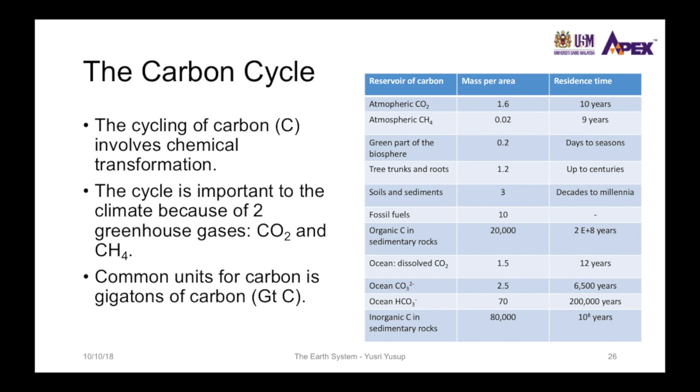Also, pay attention to the residence time of each reservoir of carbon, which elucidates the exchange rate of the carbon between the reservoirs. Atmospheric carbon dioxide has a residence time of 10 years. That means the exchange of a molecule of carbon dioxide in the atmosphere with other reservoirs is on the order of 10 years. Methane is slightly lower. This is due to the chemical activity of these two gases. The amount of carbon in the sedimentary rocks is very high and has a very large residence time of about 10 to the power of 8 years.